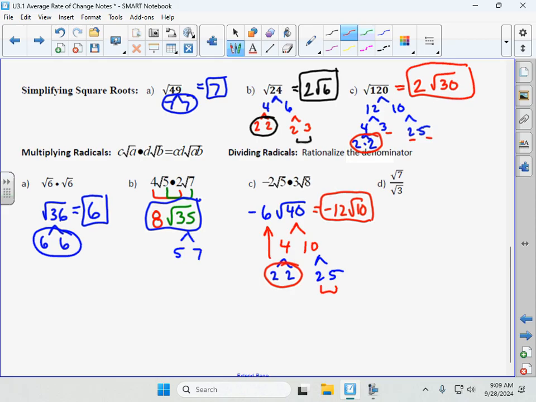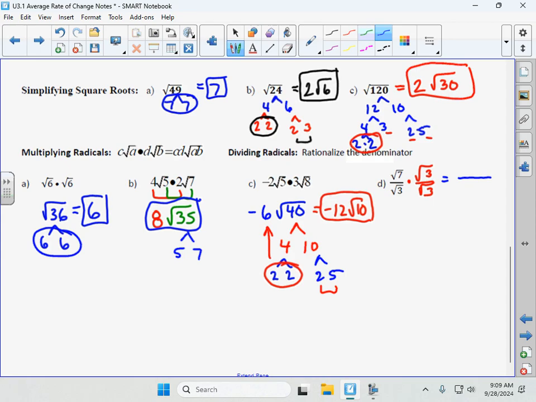All right, and then our last one, D, this is dividing with radicals. So I'm sure you've heard of rationalizing the denominator. And so all that means is we're trying to get rid of the radical off the bottom, off the denominator. You can have radicals in the numerator. We just typically try to get rid of the radical off the bottom. And so to do that, radical 7 over radical 3, we're trying to get rid of the radical 3 on the bottom. So to do that, we can multiply top and bottom by radical 3.